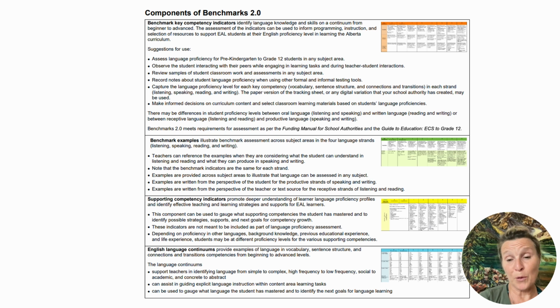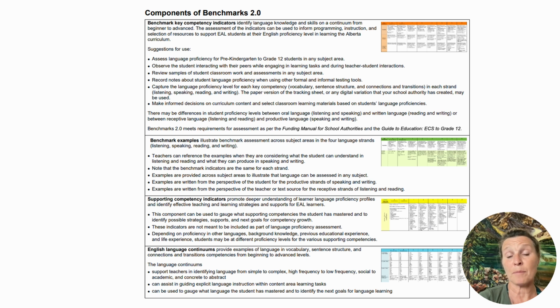Benchmarks 2.0 contains 4 main sections. I will refer to the colors. The orange section is the 3 competencies that will be used for the annual assessment and monitoring. The green section is examples of those 3 competencies, which are vocabulary, sentence structure, and connector and transition words, and provides examples across listening, speaking, reading, and writing.